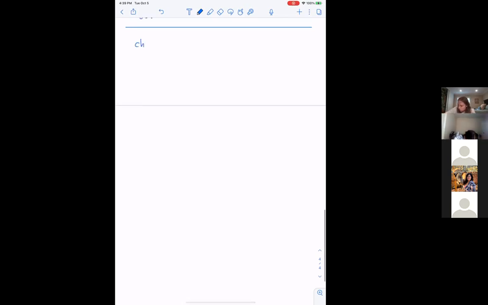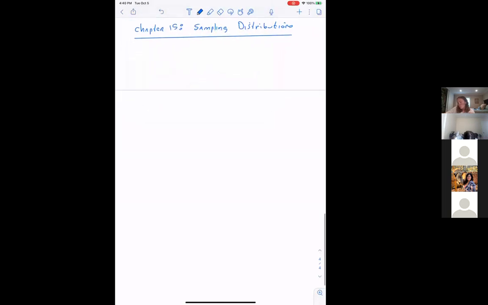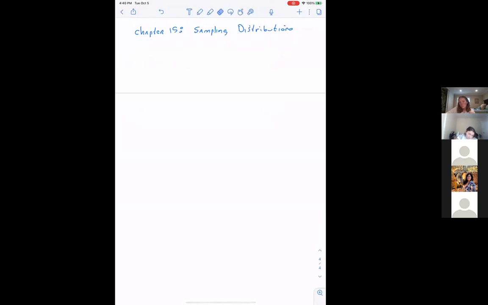So chapter 15. Sampling distributions. Okay. So first, even though I said it's going to be very mathy, we still have some definitions now and again, and we're going to start with one right off the bat. This is an important distinction.